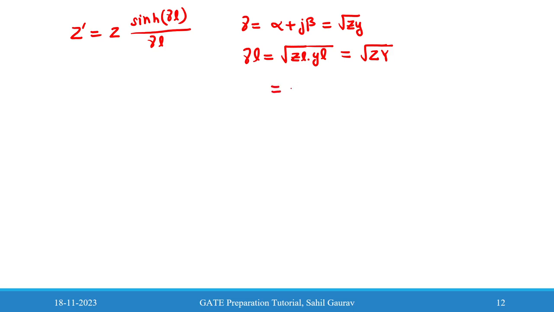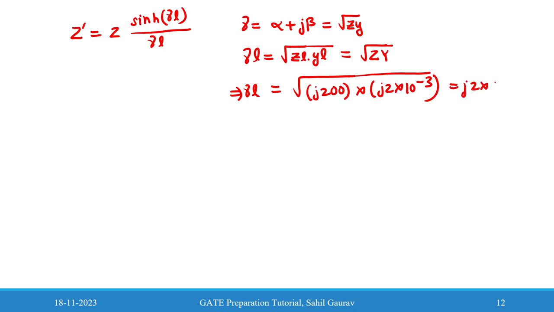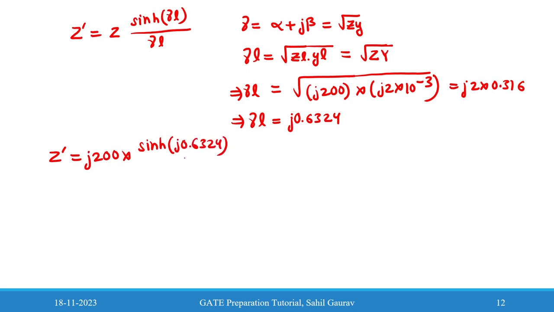So gamma L will be the square root of, we have found this Z as j 200, and this Y we found as 2 into 10 to the power minus 3. So this will give you 2 into 0.316, and finally you will get gamma L as j into 0.6324. So we will put these values. Z value, we know this Z value is j 200. So 200 into sinh of gamma L, which is j 0.6324, and again divided by gamma L, j 0.6324.